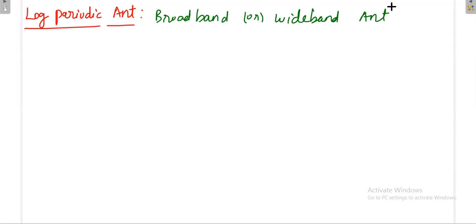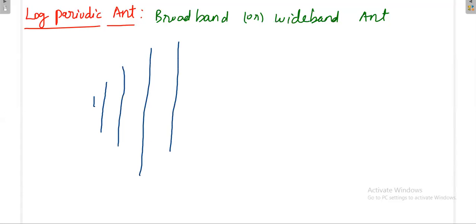Okay, then what is the structure of the log periodic antenna? It's very simple. Say first I take one conductor like this, and I increase the length of the conductor like this, like this. I can keep on going. Now this is my source. I'm connecting the source here and making a criss-cross connection like this.